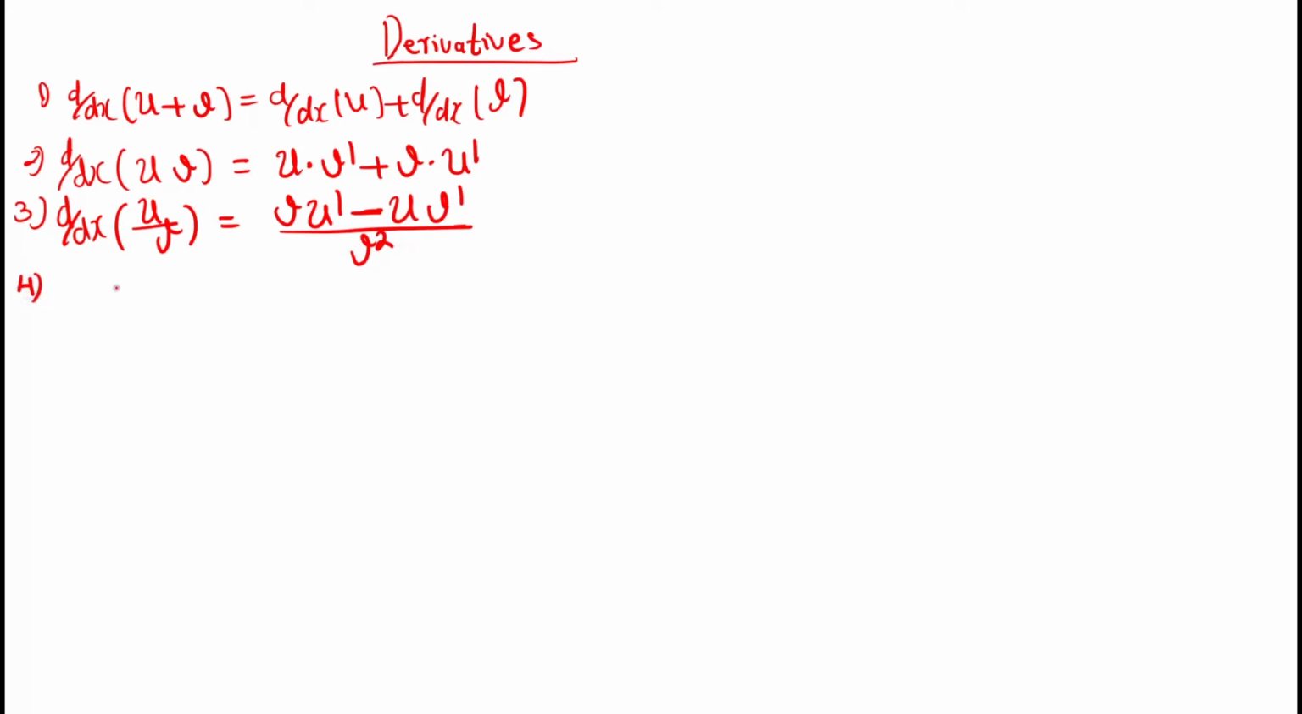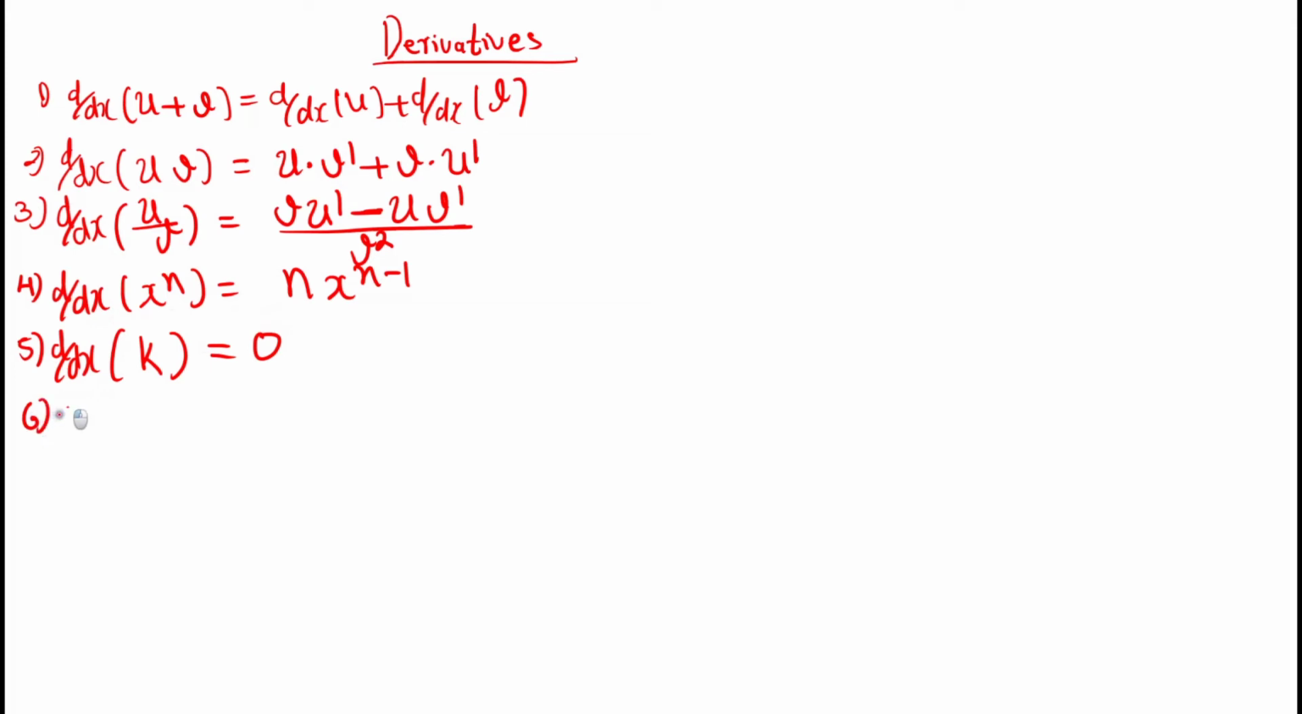And next, derivative of x to the power n. d by dx of x to the power n is equal to n into x to the power n minus 1. Next, d by dx of any constant k, its value is equal to 0. Derivative of numbers, constants, is equal to 0. Next, the sixth formula, d by dx of 1 by x is equal to minus 1 divided by x square. This is the application of the x to the power n formula. If you remember this value, directly you can substitute. d by dx of 1 by x is equal to minus 1 by x square.